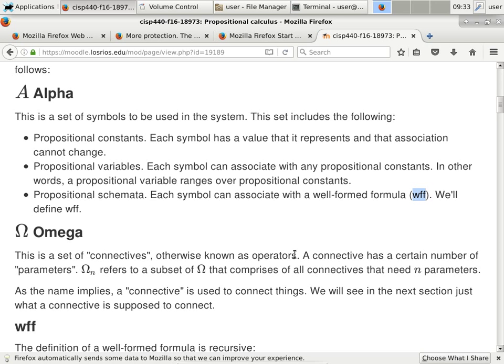and they're typically lowercase. Schemata, on the other hand, we use Greek symbols to represent. People typically use psi, rho, and what is the other one? Phi, to represent schemata. So moving on. Alpha is basically just how you spell things. If you want to know the actual meaning of alpha, this is how we spell things. These are the basic components of spelling out things in propositional calculus.